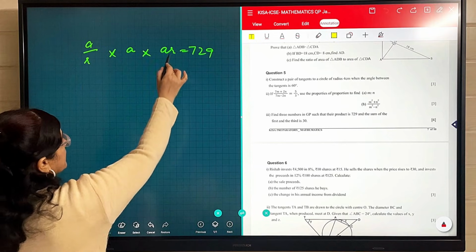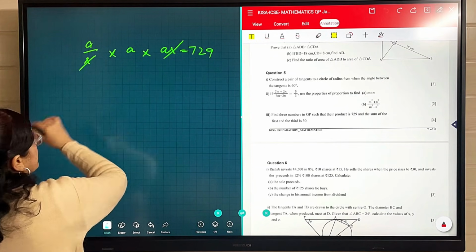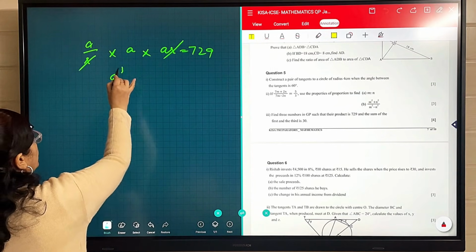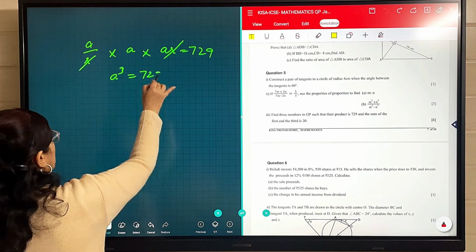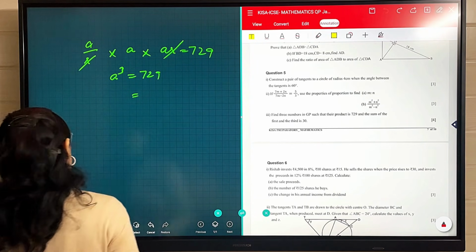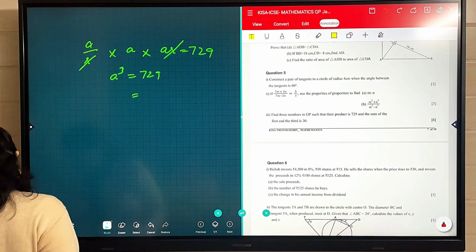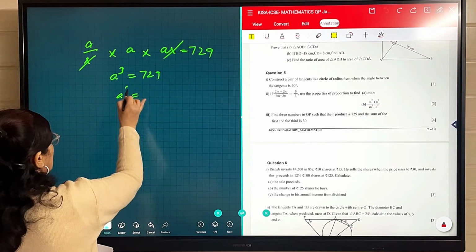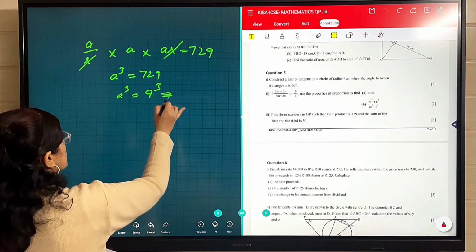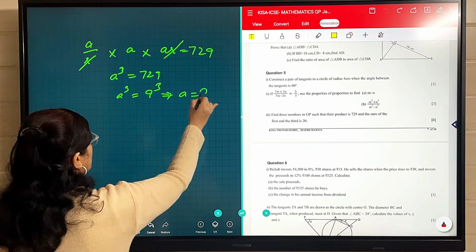So their product means this is 729. What is the benefit of taking these numbers like this? That R and R will get cancelled. You will get A cube is equal to 729. Especially when the given number is one whose cube you know. Its cube root is 9. So A cube is equal to 9 cube. So taking the cube root, A is equal to 9.